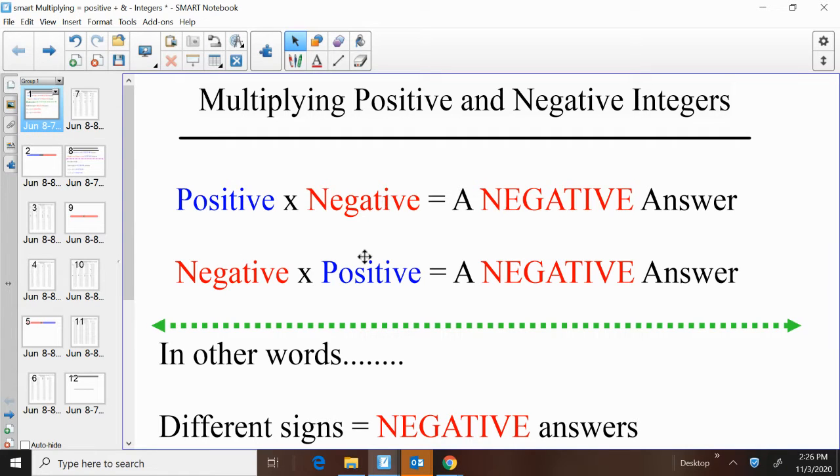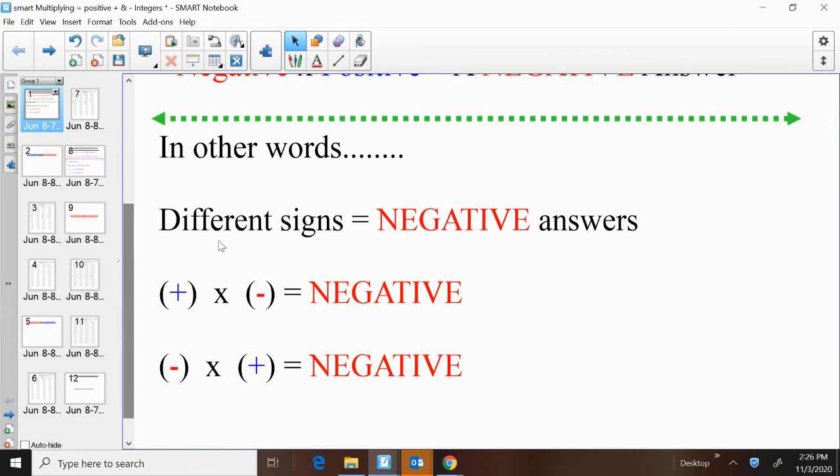So it doesn't matter which order they're in. If it's positive times a negative number, and then the reverse, a negative times a positive number, as long as they're different, they give me a negative answer. So in other words, different signs equal negative answers. So positive times negative equals a negative answer. A negative times a positive equals a negative answer. Okay, so different signs equal negative answers.